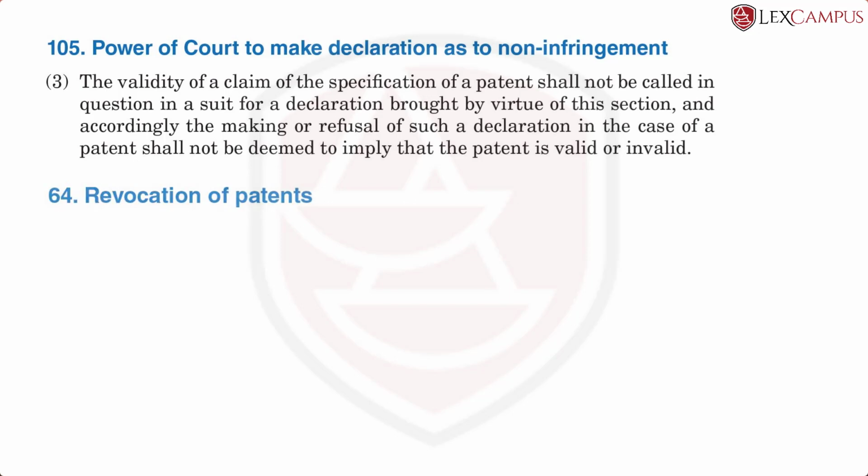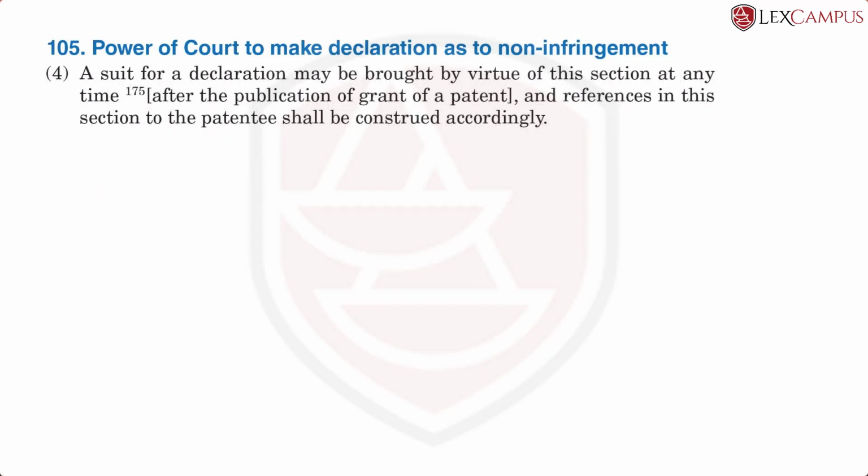Now, this suit can be brought after the publication of the grant. So this is a post grant proceeding in the sense that you cannot claim a declaration of non-infringement of a patent that has not been granted. So, this is the first type of declaratory suit, where a person who apprehends an infringement action against him, because that's the only reason why you need to get a declaration of non-infringement. So, that is why I have been using the word a potential infringer.